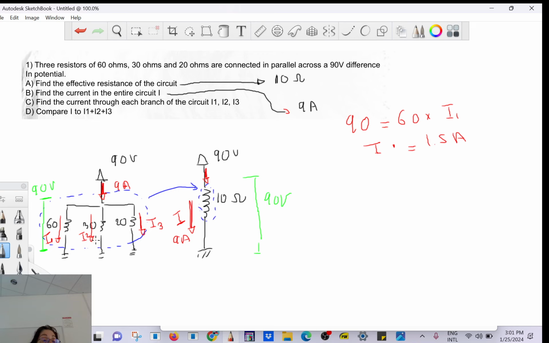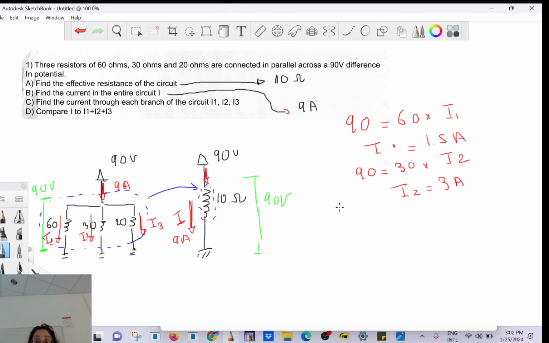Then you don't even have to do the other computation because you see here it has half the resistance, so expect twice the current, right? But let's do it. 90 equals 30 times I2. So I2 equals 3 amps. So you divide the resistance by 2, the current will be multiplied by 2.